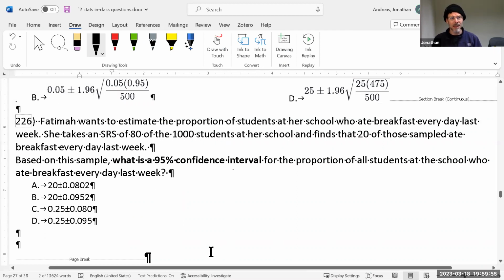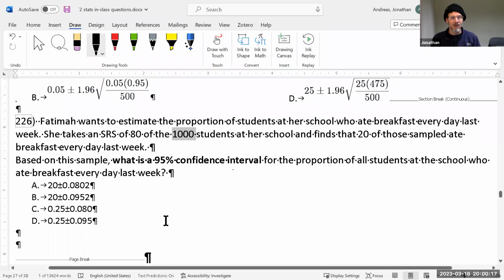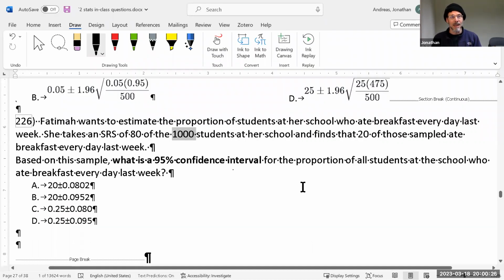So basically what we're saying here is that we think that about 25% of the students ate breakfast in the whole population of 1,000. But we're not totally sure. Our margin of error is basically 9.5%, and so it could be as high as 34.5%, or it could be as low as 15.5%, given our sample size. And that's it. That's the magic of statistics.